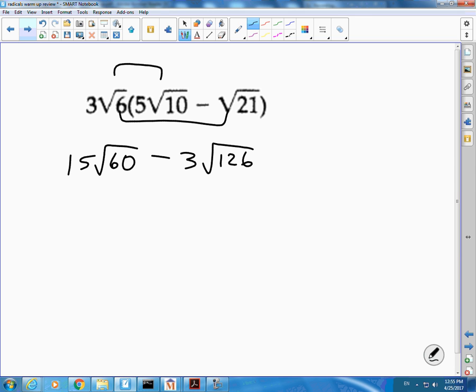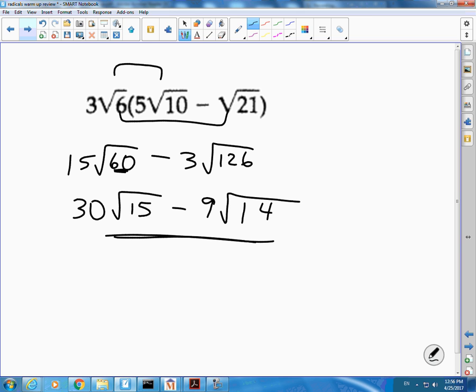All right, there are some perfect squares in here. 60 has a perfect square of 4 in it. So the 4 will jump out and make that a 30 because the square root of 4 is 2. And then root 15. Here, the perfect square in 126 is, I believe, 9, right? Yep, there's a 9 in that number. So the 3 will actually become 3 times 3, making it a 9. And when I take a 9 out of 126, I'm going to get, let's see, 14. And that's as simple as I can make that. I can't combine these anymore.